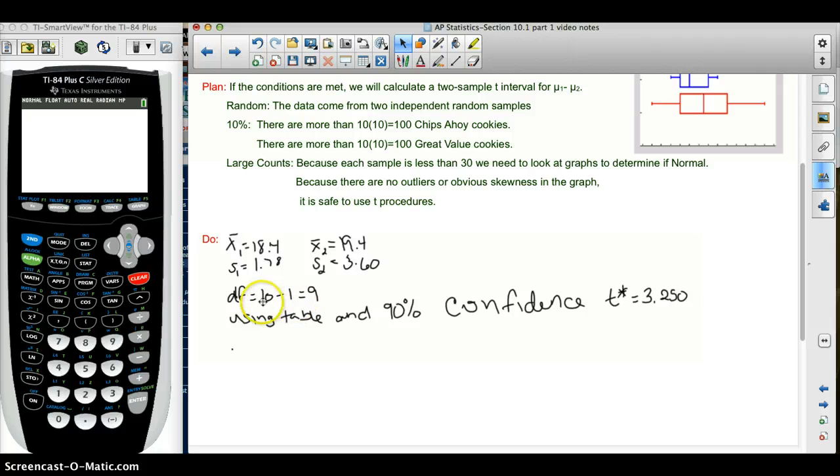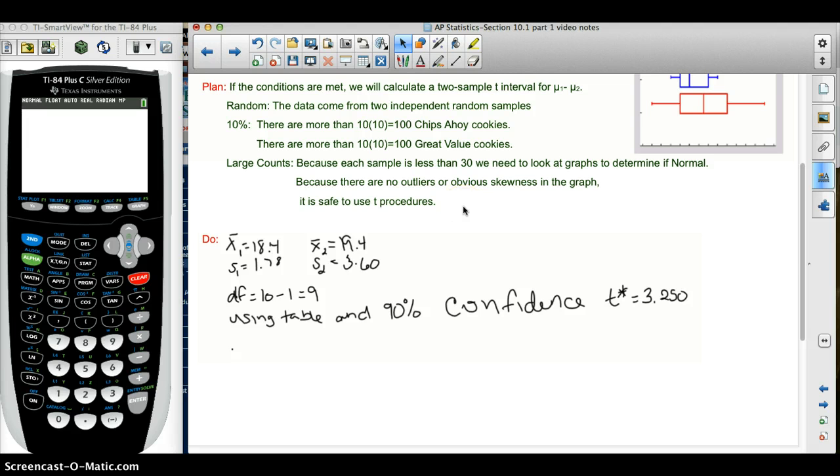Okay, your degrees of freedom, you're going to want to pull those out because you're doing a t-distribution. Remember, it's 10 minus 1, which is 9. They both happen to be 10, so we don't have to deal with taking the smaller of the two. And we're going to use a table and pull out, with a 90% confidence, that our t star is 3.250.